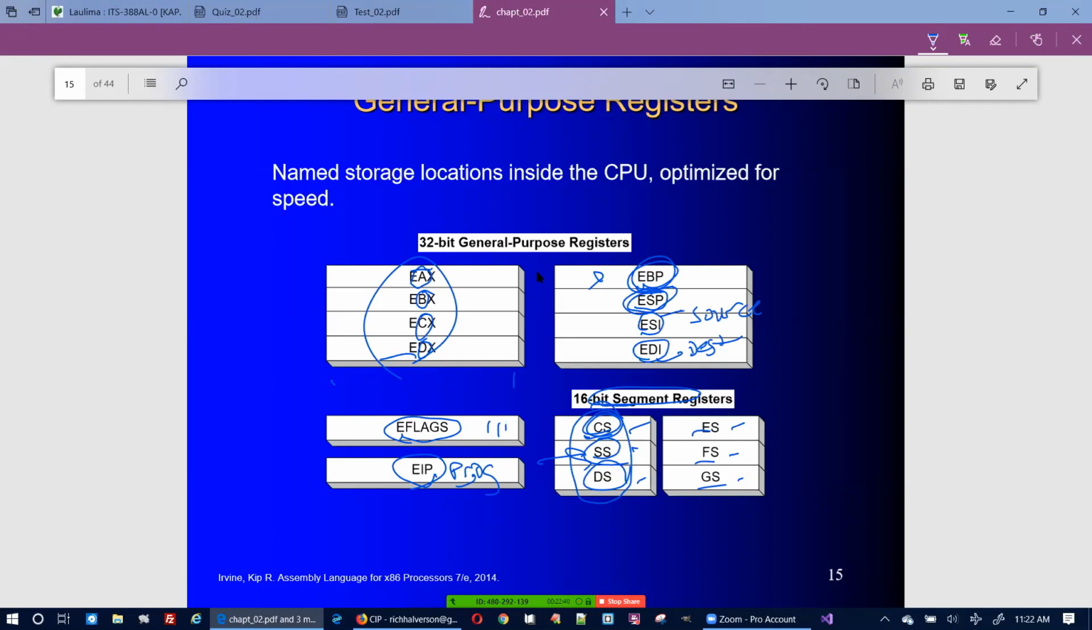The code segment register, when the operating system loads our program into some place in memory, the operating system is going to say where that code segment is. But as our program executes, we aren't going to really be aware of the value of the code segment. Everything is just going to be relative to the starting of the code segment.